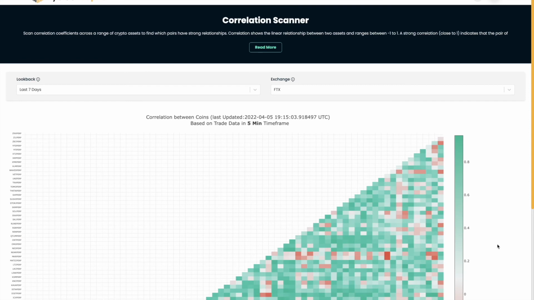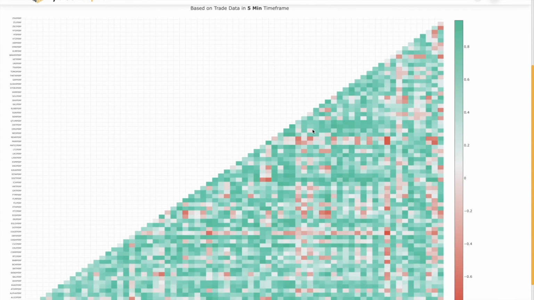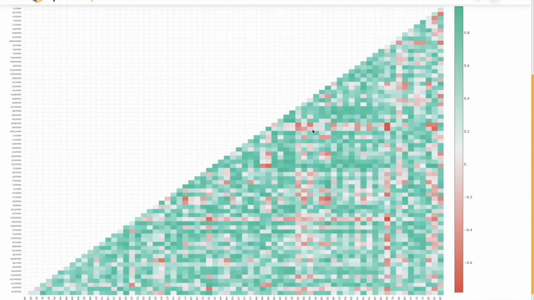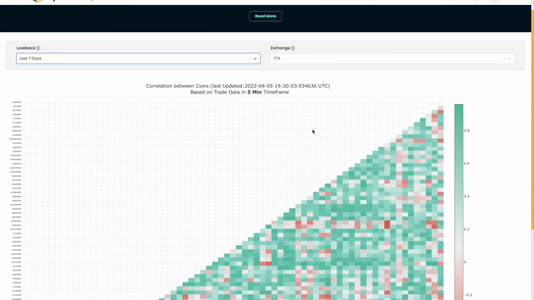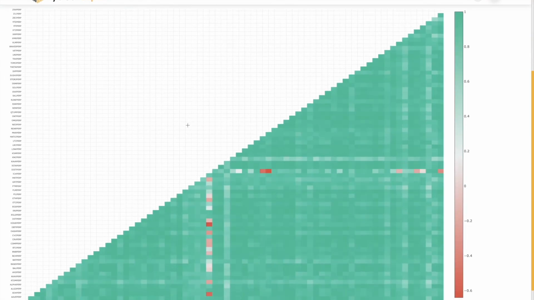Finally, on the FTX correlation scanner with the 7-day look back, the market is not as positively correlated as we're used to seeing. This can be seen from the increase in red and light blue areas on the chart, especially if compared to the 30-day look back, right here.